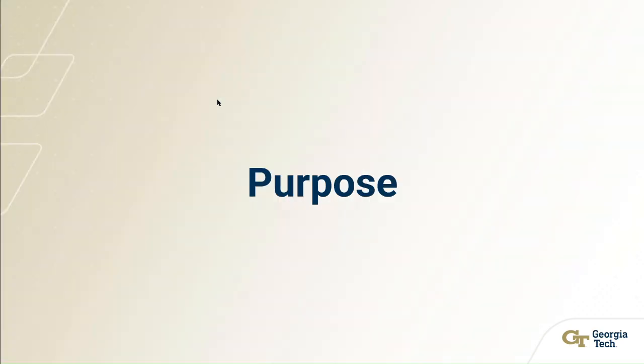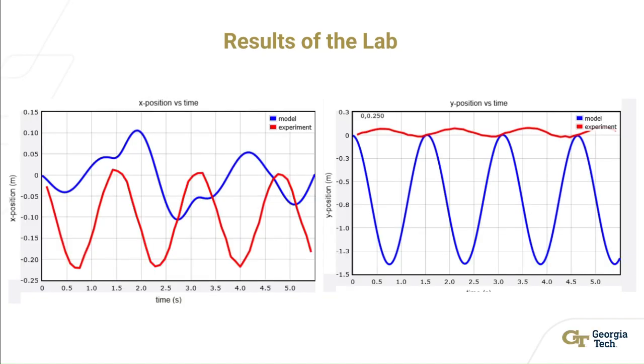The purpose of this lab was to analyze a spring's movement when it is being weighed down by a mass. Here's the main outcome of the experiment. We can see how the spring from the video analysis, depicted by the red line, differs from the spring in the simulation, which is depicted by the blue line.